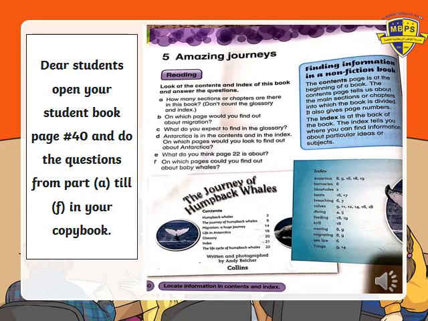E part is, what do you think page number 22 is about? Where will you look, in the table of contents or in the index? You will find the answer and write it down in the copybook. Then, on which pages could you find out about baby whales? It's something interesting. You need to focus on the table of contents and index to find your answers, right? So dear students, open your student's book, page number 40, and do all the questions from part A till F in your copybook. I hope you understand the topic and you will enjoy your work. Have a good day.